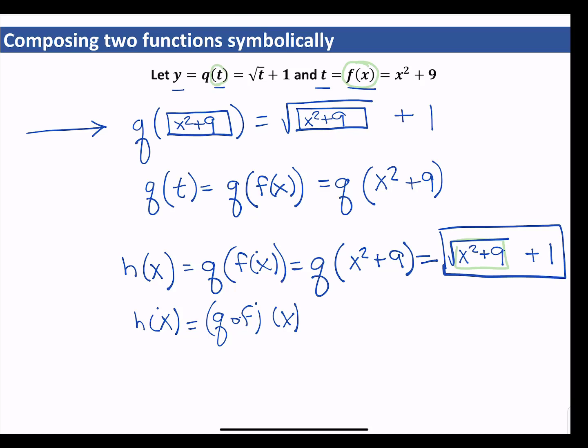It's important to note that the inner function is actually the first function that gets applied to a given input, and then the outer function is applied to the output of the inner function. In another video, we'll practice identifying the inner and outer functions in compositions.